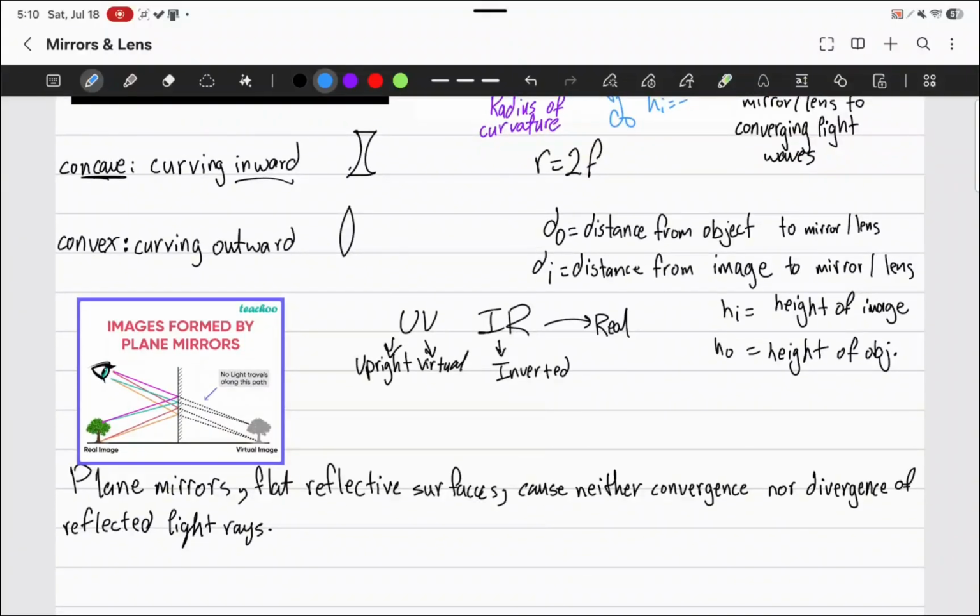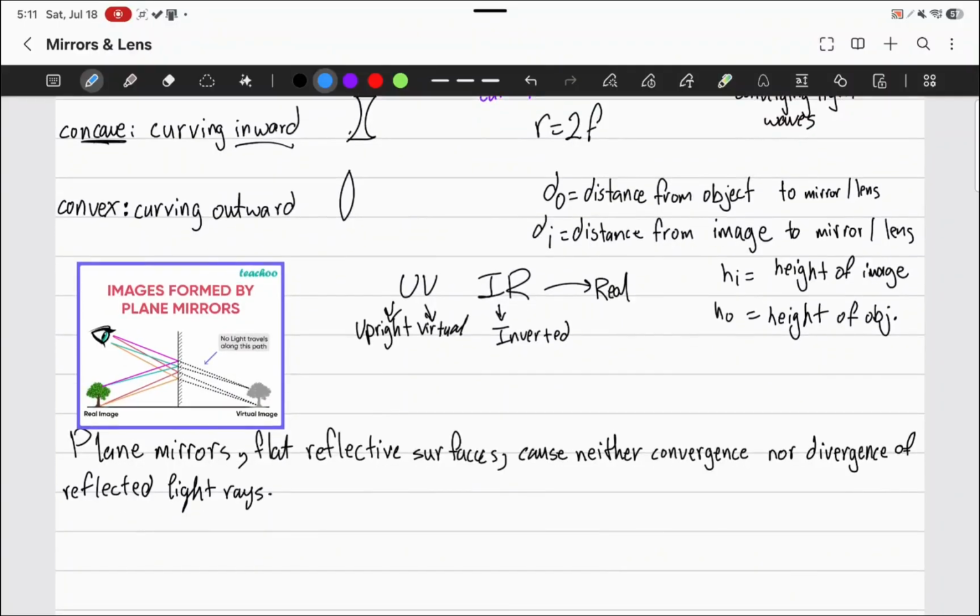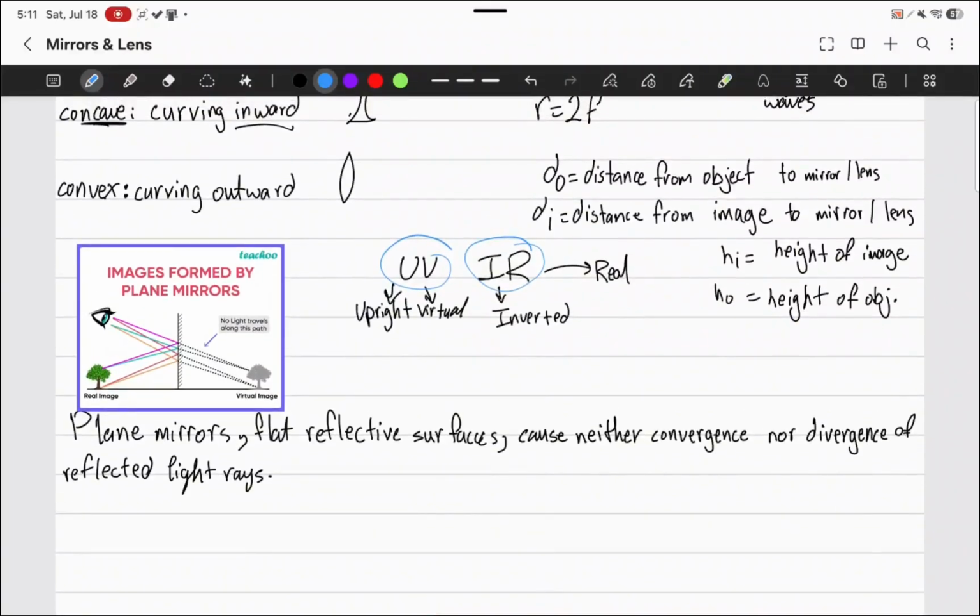Something else I need to explain to you is a great acronym that you should commit to memory, which is UVIR. UVIR means that anytime you see an image that is upright, always know it's going to be virtual. And anytime you see an image that's inverted or real, know that the opposite is true, which means that if it's real, it's going to be inverted, and if it's inverted, it's going to be real. So commit this acronym to memory, because it's going to be very important when you think about convex and concave lenses and mirrors.